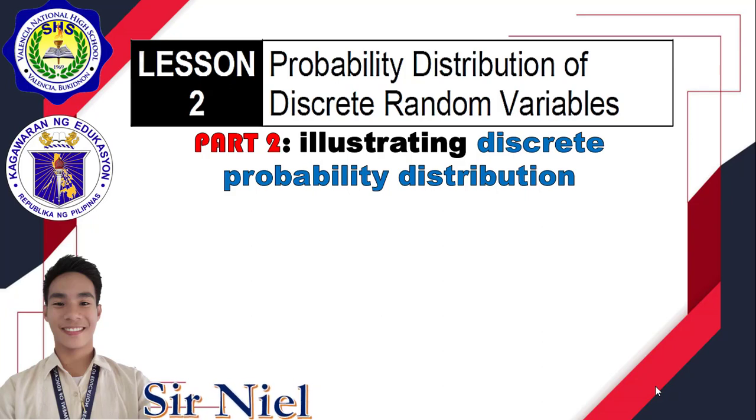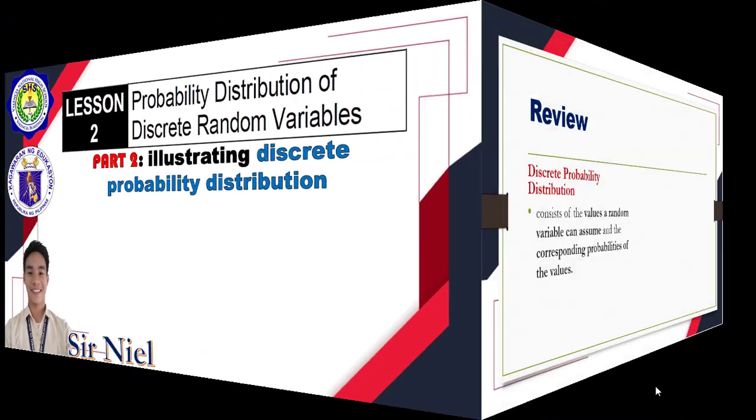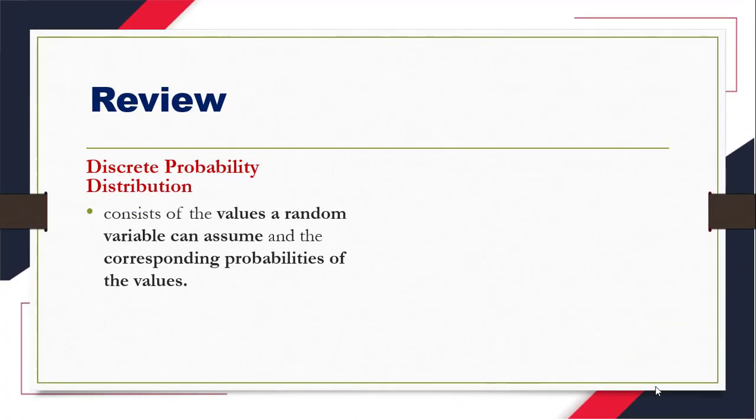Again, this is your Statistics and Probability teacher, Sir Neil, and in this video I will be discussing our third lesson, Probability Distribution of Discrete Random Variables, Part 2, illustrating discrete probability distribution. Now, are you ready to learn? Very good. For us to start, let us have a review of what a discrete probability distribution is. A discrete probability distribution consists of the values a random variable can assume and the corresponding probabilities of the values.